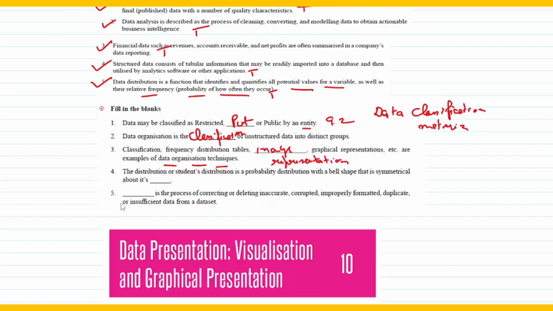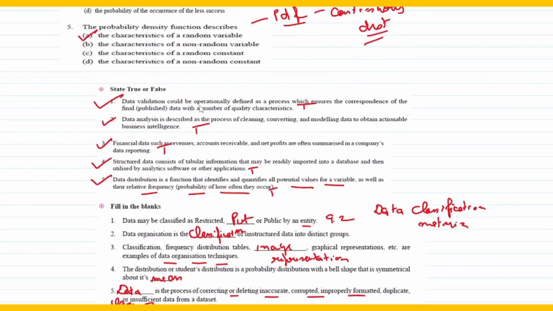Then we talk about the student's distribution, a probability distribution with a bell shape that is symmetrical about its mean. Again, if you remember, student distribution is a type of continuous distribution. We have done that in 9.3, so that's the correct answer. And finally, data cleaning is the process of correcting or deleting inaccurate, corrupted, improperly formatted, duplicate or insufficient data from a data set, which we did in 9.4, right? So with this we finished chapter 9 itself.